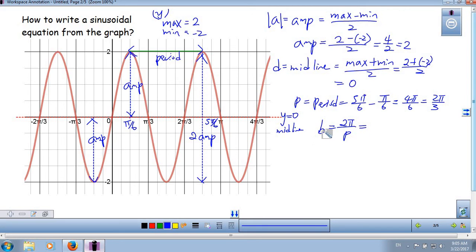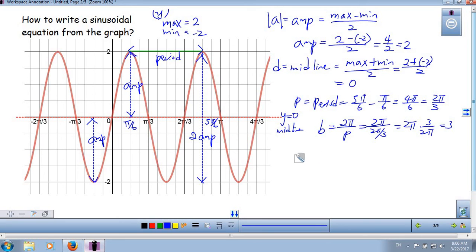So for the letter b in our equation, it's going to be 2 pi over 2 pi over 3. This is equivalent to 2 pi times the reciprocal, 3 over 2 pi. So 2 pi cancels out, and the answer is 3. So the constant b will be equal to 3 in this case. Now, is there anything else we need to do?